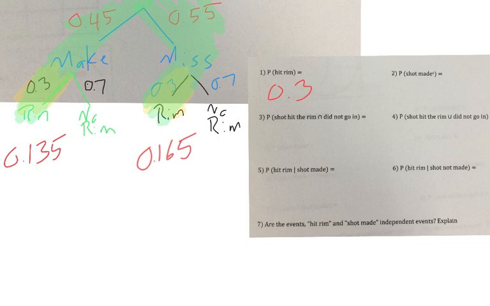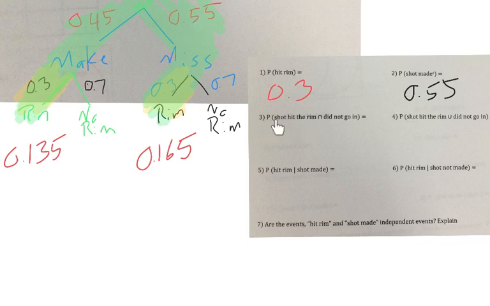Look at 2. What's the probability of getting the complement of shot made? Shot miss. 55%. Because what is shot made? Shot made is 45. So the complement would be missing. 55%.